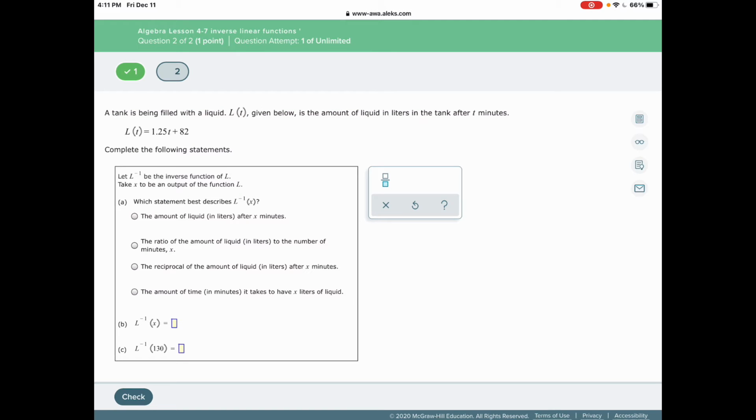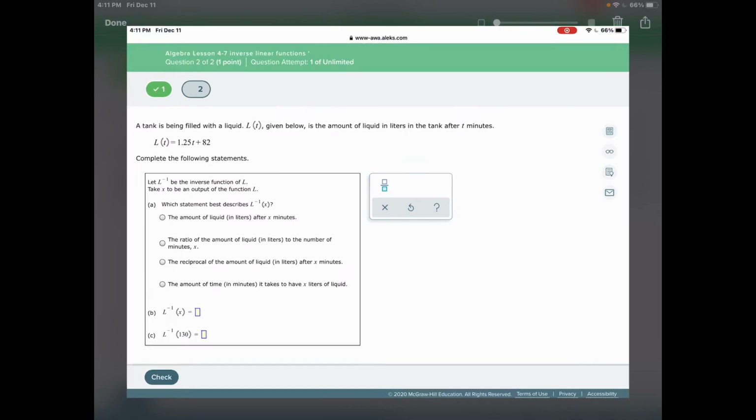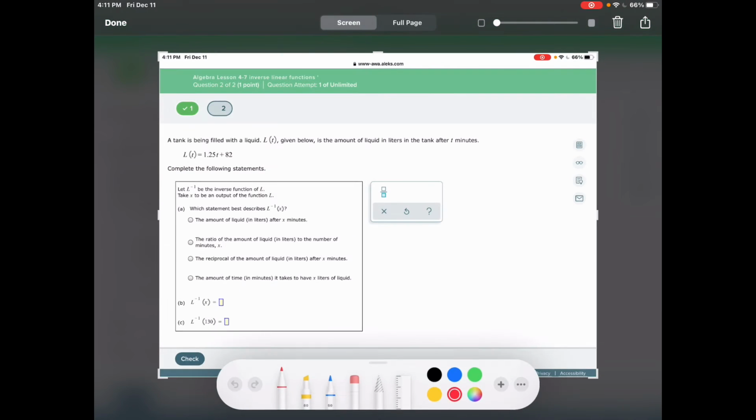All right, so the second problem says a tank is being filled with a liquid. The L of T given below is the amount of liquid in liters in the tank after T minutes. So T is our input, time is going by, and the output is how many liters of water we have. So this function inputs time and outputs how much water in liters.